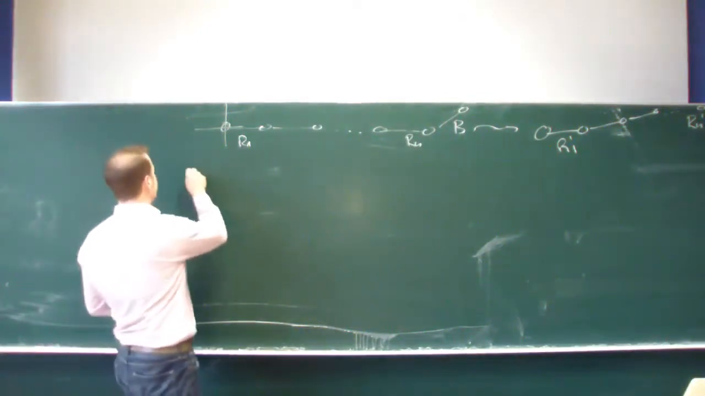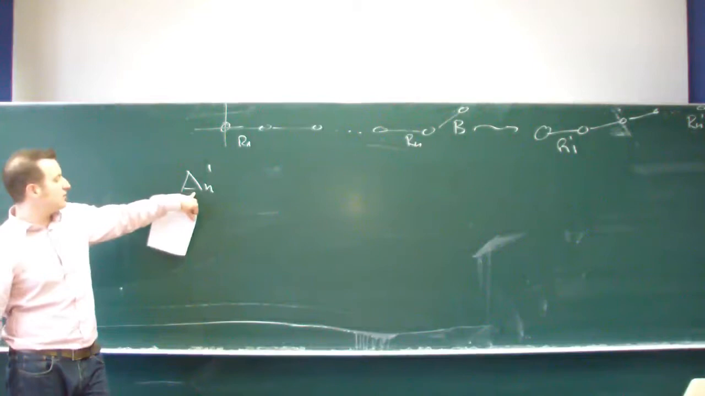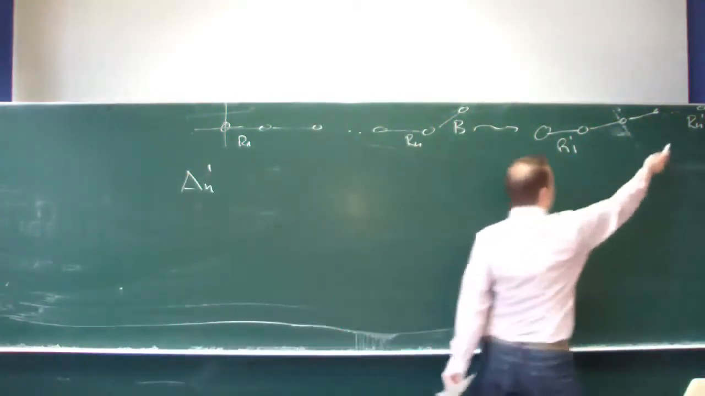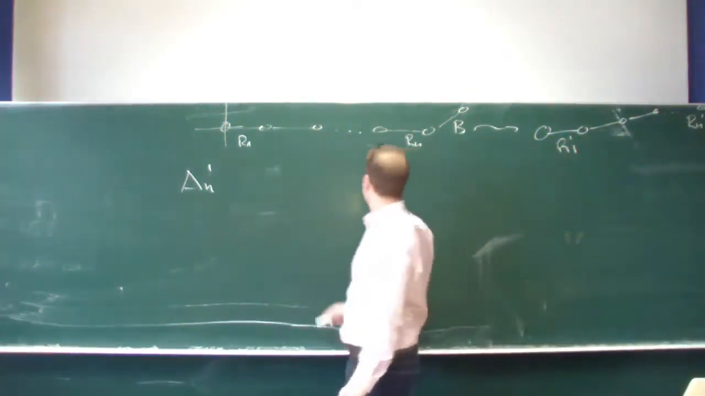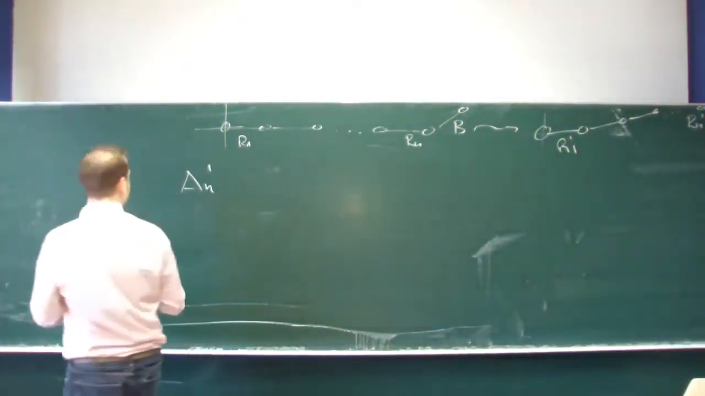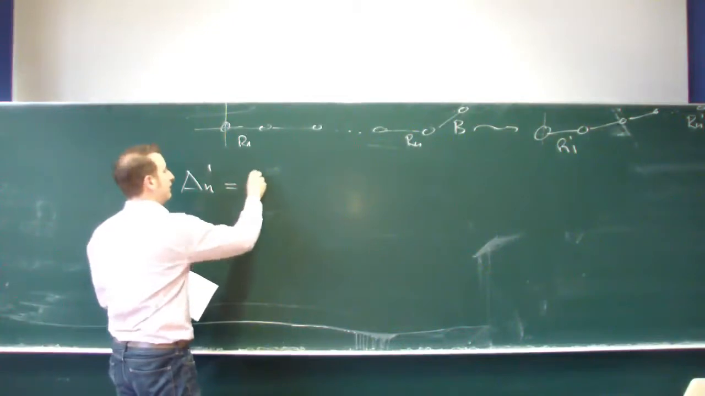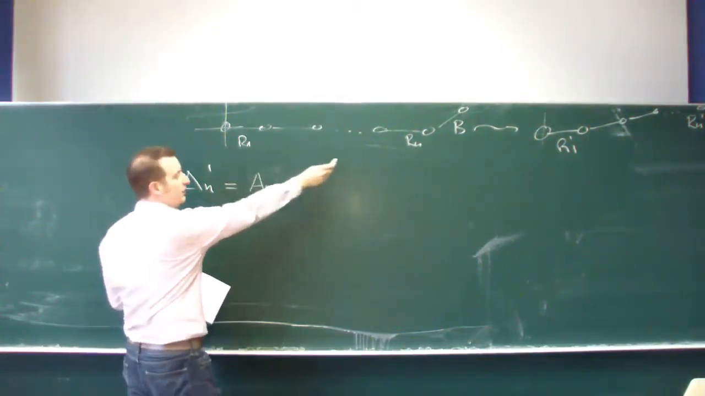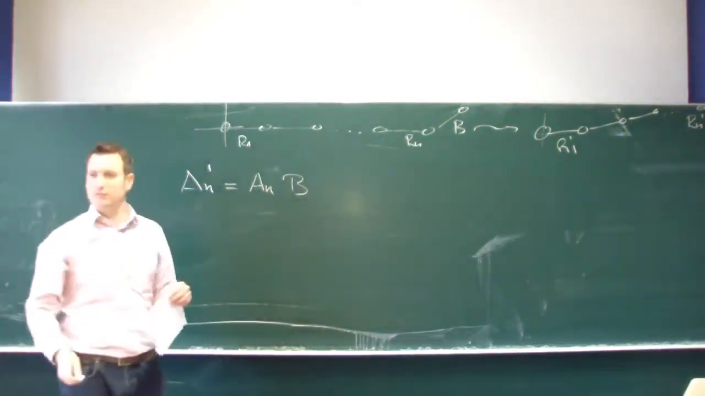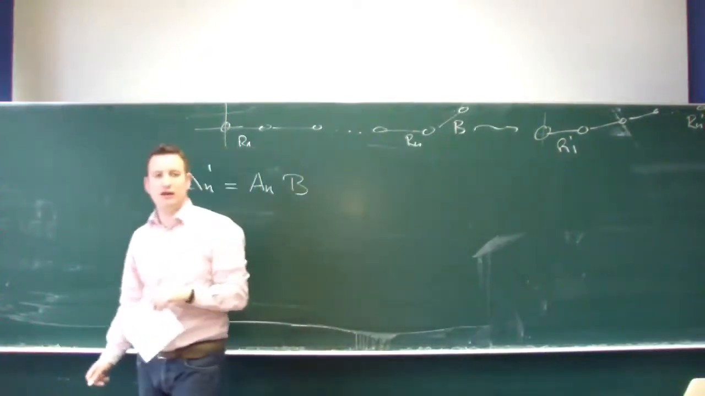What I know is that An prime, so this is the rotation of the nth node after the update, this guy over here in the global reference frame, so in the reference frame of this node, is given by An, the one we had before, times B. That's the rotation I had before, and there we end up with Rn times An times B.